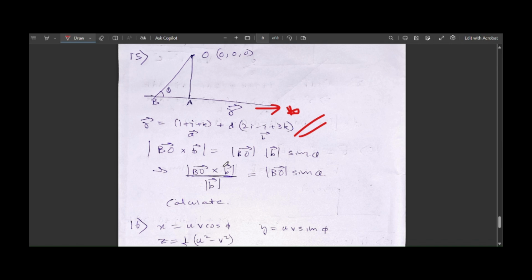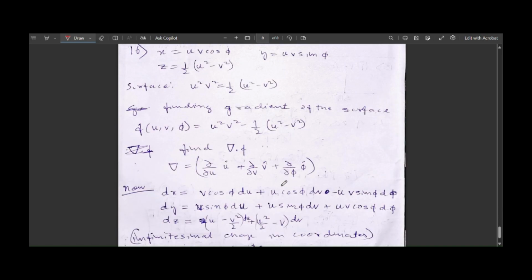So BO cross b is equal to |BO||b| sin θ, and if we take |b| to the denominator on the next line, then |BO cross b|/|b| is equal to |BO| sin θ, and this is the required answer. |BO| sin θ is the perpendicular distance from O to this line. Calculate this LHS and you will find the answer easily.